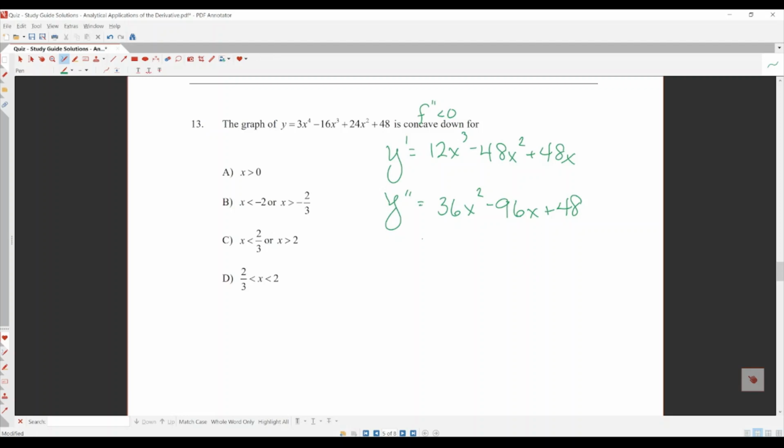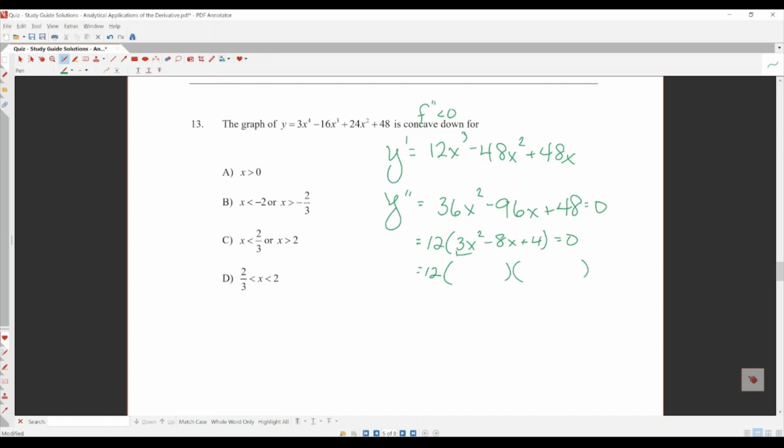What a gross problem. We're trying to set this equal to 0. I'm going to factor that out. I'm going to start with a 12. That's going to leave me 3x squared minus 8x plus 4 equals 0. Now we try to factor.